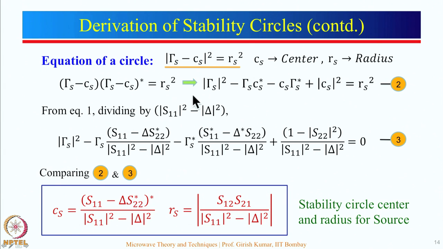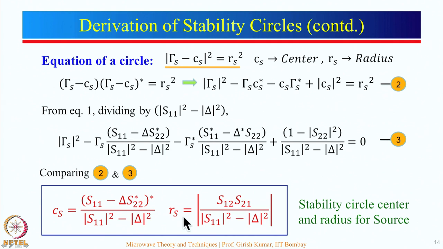So, gamma S square is there as it is. This is gamma S Cs conjugate. So, this would be Cs conjugate. This is minus Cs gamma S conjugate. So, this term will be Cs. So, Cs is given by this particular expression over here.